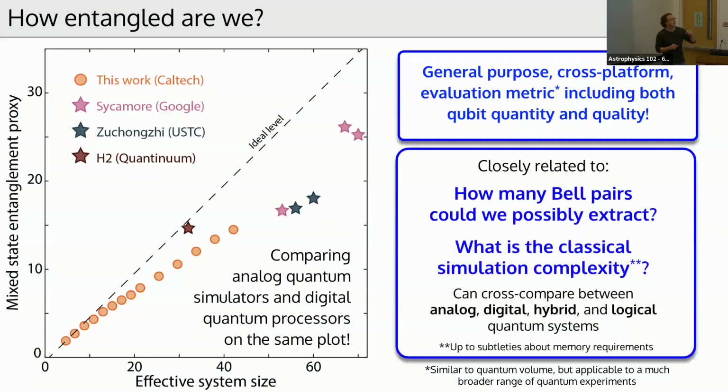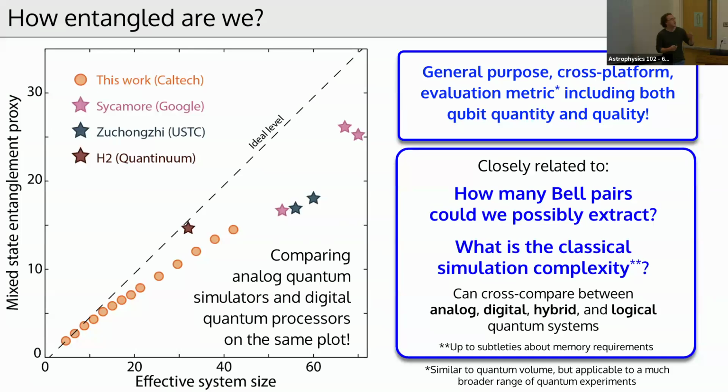More scientifically, this mixed state entanglement entropy, which for the experts is a proxy for the negativity, is an estimator of how many Bell pairs you can possibly extract from your system. And actually, you can show that under very weak assumptions, it's a very good estimator of the classical simulation complexity of your system in a tensor network sense. So for these reasons, we think this is a very powerful benchmark for systems, and it has now been taken up, for instance, by Google in their new work to show when their systems are computationally complex. So it's, I think, a very powerful tool going forward.